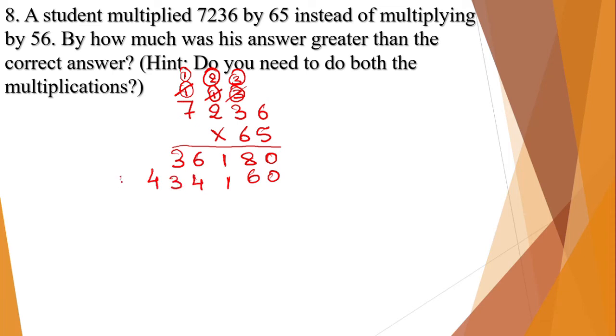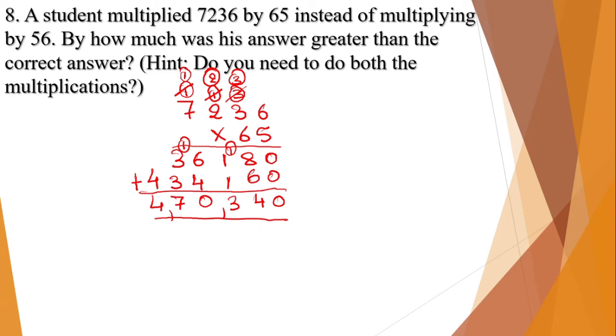Now we should add the numbers. So 0 plus 0 is 0 only. And 8 plus 6 is 14. So 4 here and 1 carry over. And 1 plus 1 plus 1 is 3. And 6 plus 4 is 10. So 0 and 1 carry over. And 1 plus 3 is 4. And 4 will come as it is. So we will get our answer as 4,70,340. So this is the wrong multiplication.